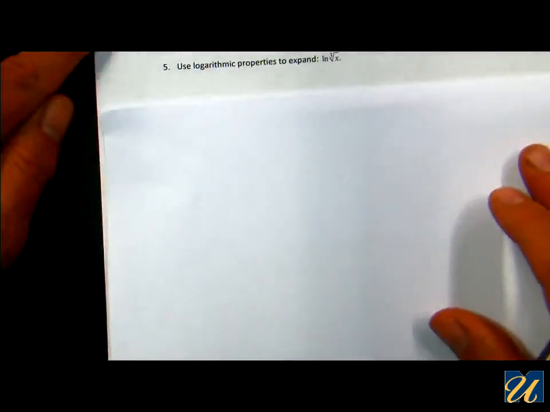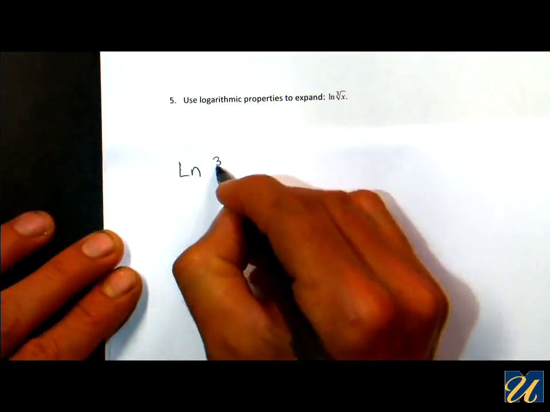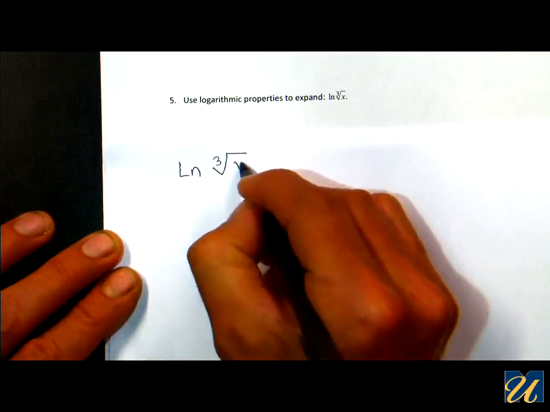Use logarithms to expand the natural log of the cube root of x. Okay, this one's new, so let's do this one. The natural log of the cube root of x.